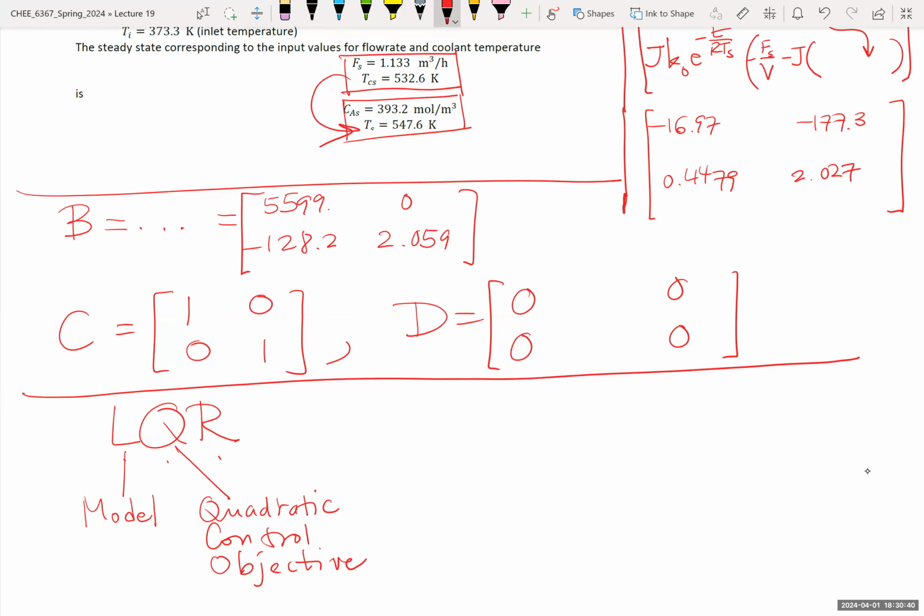Essentially, it means to minimize, to make the sum of squared errors or the integral square error as small as possible when you start from a certain initial condition. So this is a linear model, and regulator, because it deals with the regulation problem. Meaning, if you start from a state that is not the steady state where you want it to be at 0, and this is one state or one output, how can you bring this down in the best possible way? Okay, that's the linear quadratic regulator.